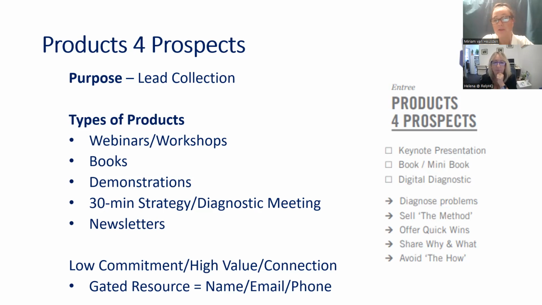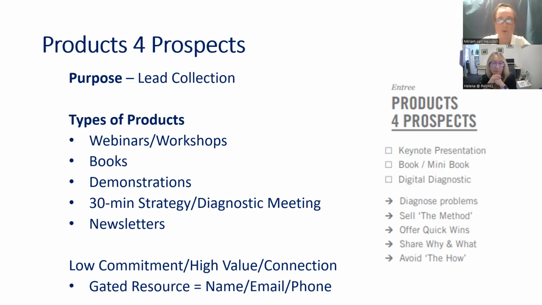Demonstrations, if these are on a Zoom, again, you're collecting those details. 30-minute strategy diagnostic meetings, newsletters. They're things that don't cost anything, and they're low cost. So like my webinars are free, my workshops are $49, and then my masterminds are $197. So they're part of the ascending transaction model, so that we're putting people through. We're not jumping straight to that 5K.